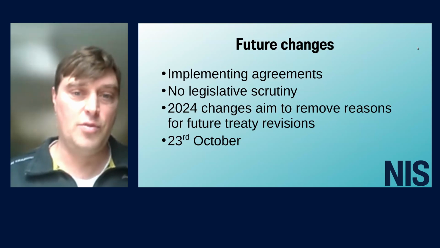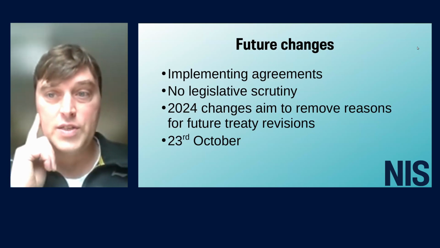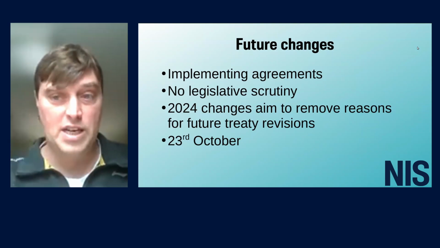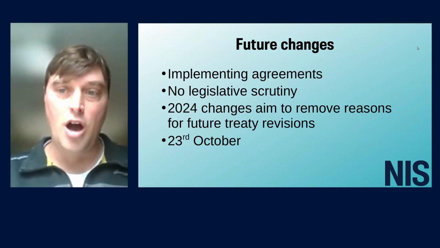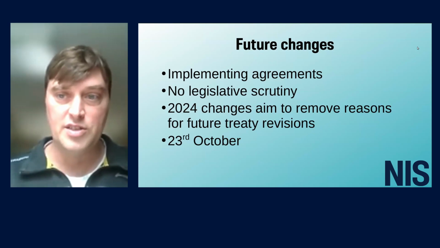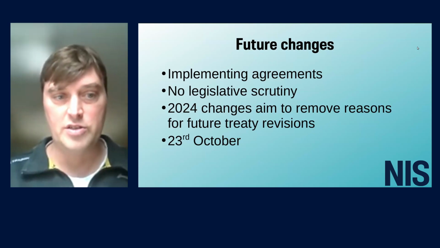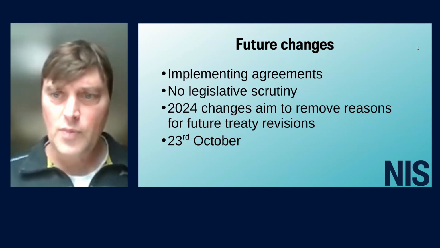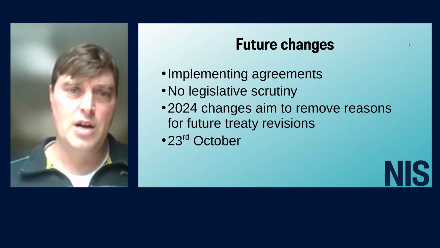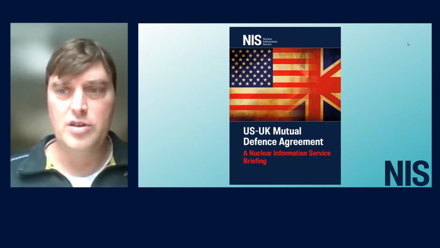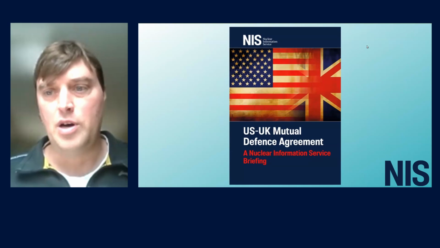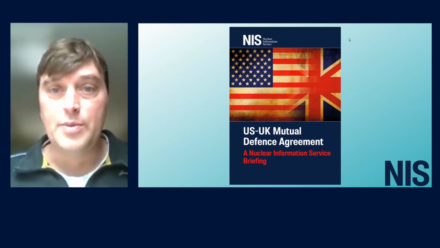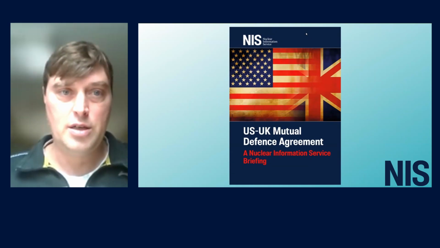And as you can see from the example with the information classification terminology, they've rewritten the treaty, hoping to remove reasons that in the past they've had to come back and revise the treaty. And this last point here is just again reminding you that the 23rd of October is the closing date for the window for the UK Parliament to object to the treaty being signed.